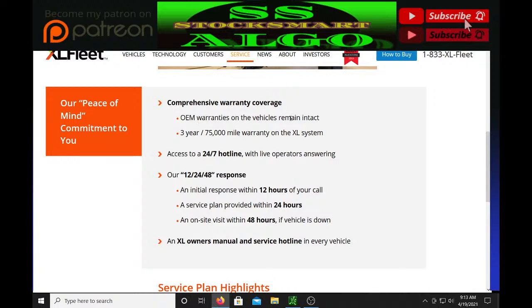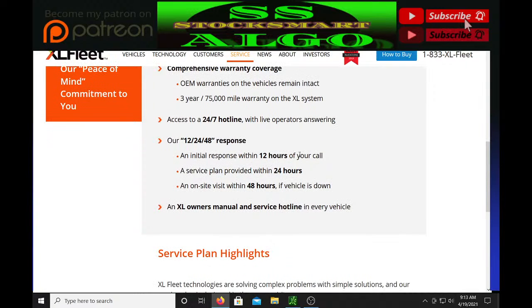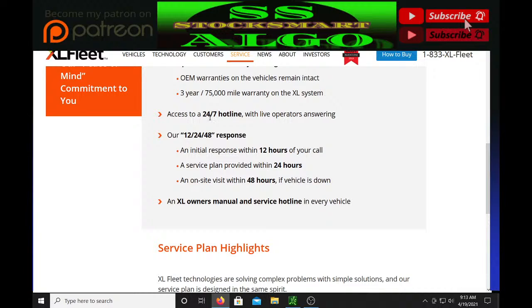Look at this warranty. 3-year, 75,000 mile, 24/7 hotline with live operators answering. Oh, there better be. Yeah, there better be someone answering that phone. And they better be from my area. Don't link me up with people who don't know what we're talking about. If I'm calling XL Fleet, then I hope the person knows XL Fleet. Don't make that one person have 6 other jobs that they answer the phone for.